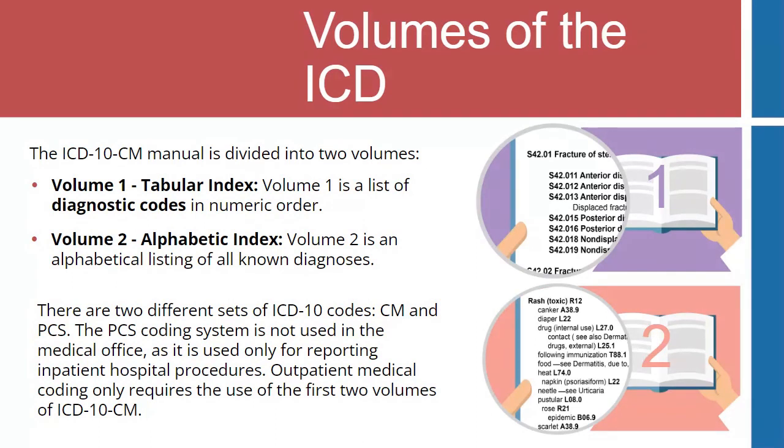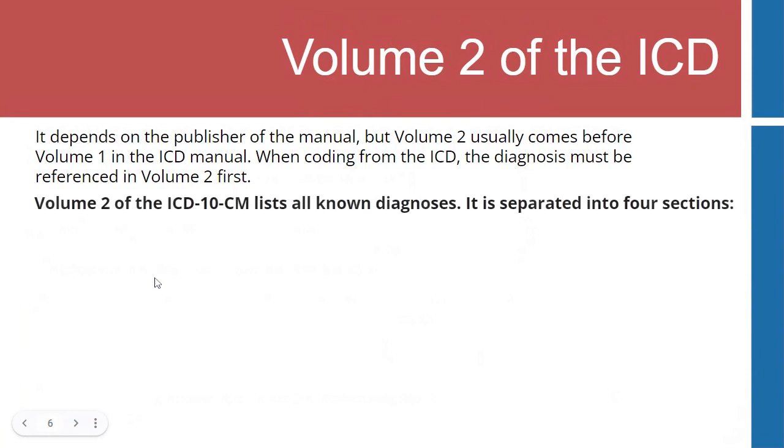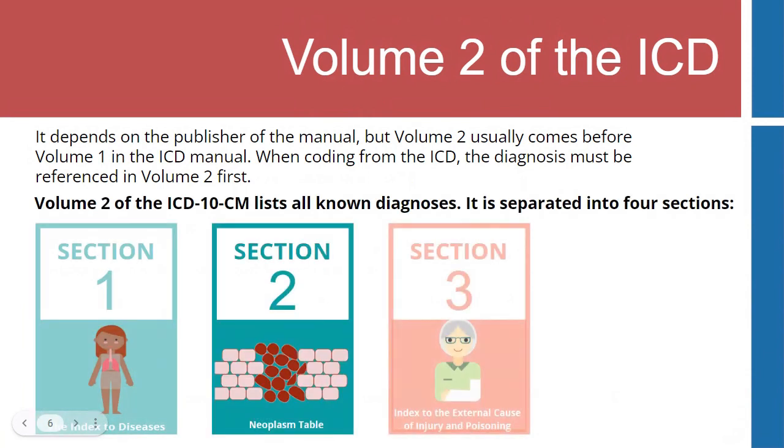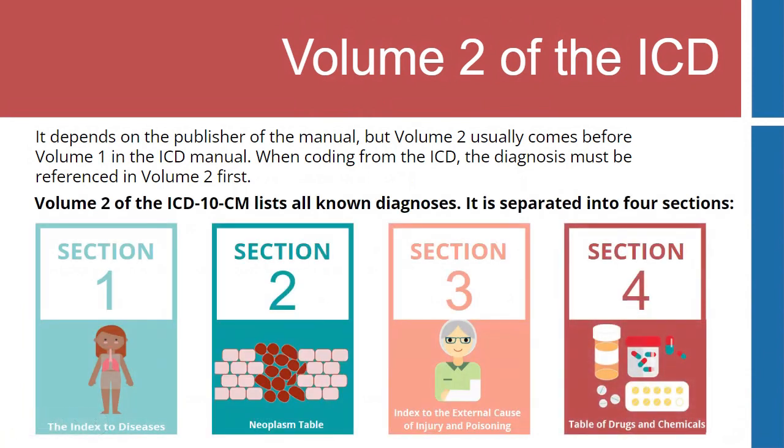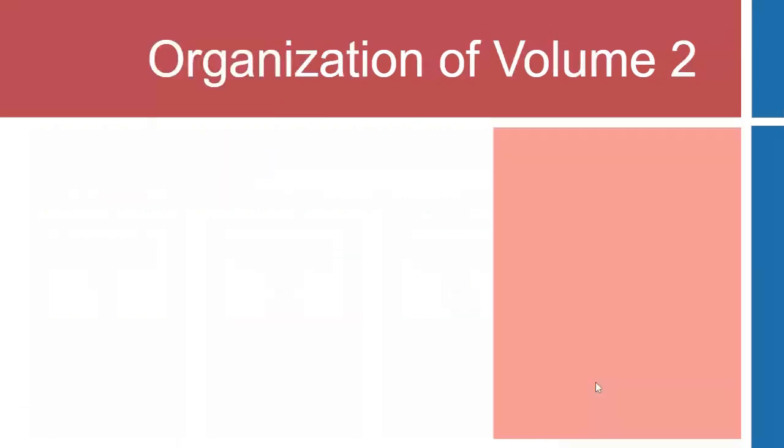You're always going to start by looking in volume 2 first because it's listed alphabetically. Once you go to volume 2 and look for your codes, you're going to cross-reference it in volume 1, which we'll talk about again in a minute. This is how volume 2 is broken down. It's broken down into 4 sections. Section 1 is the index to diseases. Section 2 is the neoplasm table. Section 3 is the index to external cause of injury and poisoning. And section 4 is the table of drugs and chemicals.